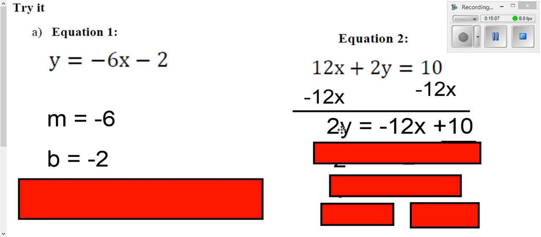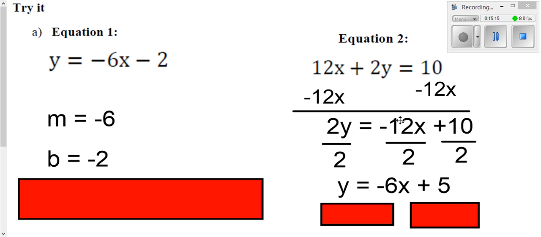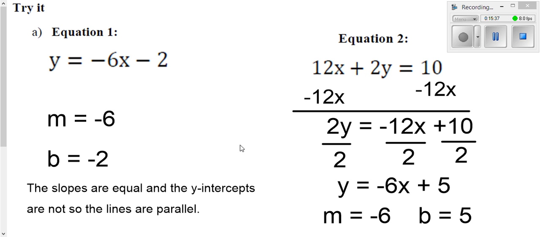Last step to get y by itself is divide by this coefficient, divide by 2. So we divide each thing by 2. Over here, we'll get y equals negative 12 divided by 2 is negative 6x, and then 10 divided by 2 is 5. So we can see the slope of this line, now that it is in slope-intercept form, is negative 6. The y-intercept is a positive 5. Compared with the other one, we have the same slopes, negative 6, but different y-intercepts. So these lines are parallel. That easy.